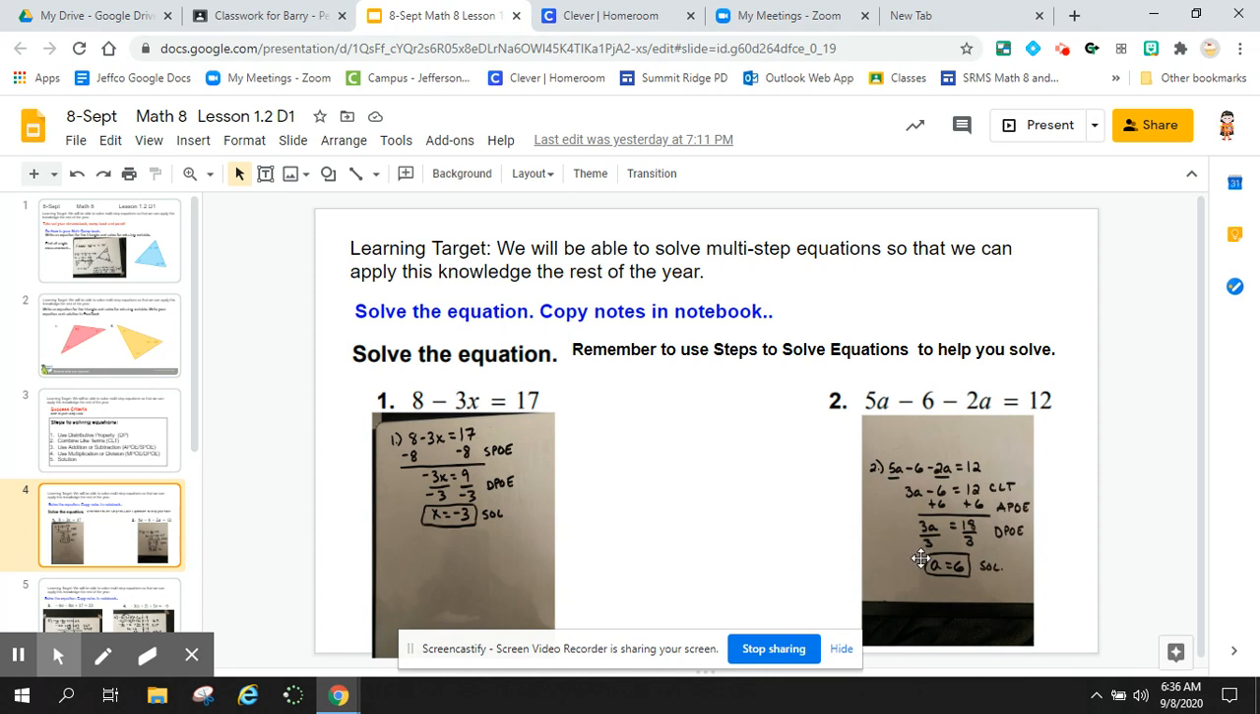So I'm going to divide 3 to both sides. Notice how I'm keeping it the same sign. 3 divided by 3 is 1, or you could just say a equals 6. Off to the side, I wrote down which properties I'm using. Same thing as number 1.